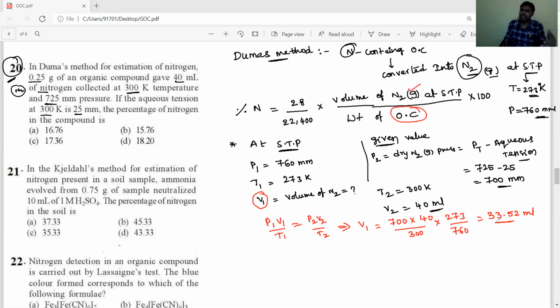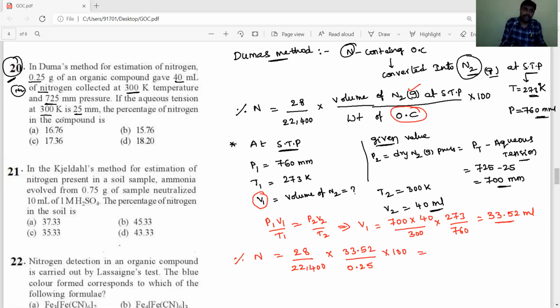You just have to substitute this value in the above formula. Then the percentage of nitrogen in Dumas method is equal to 28 by 22,400 ml into the volume of N2 at STP, which is 33.52, divided by the weight of organic compound 0.25, into 100. This type of question is repeated many times.